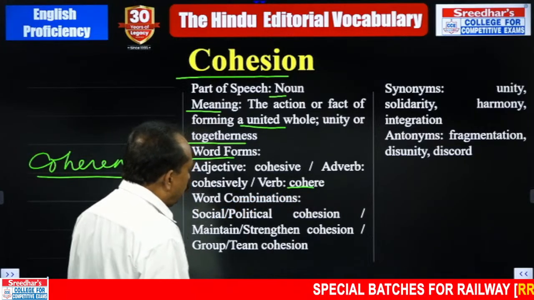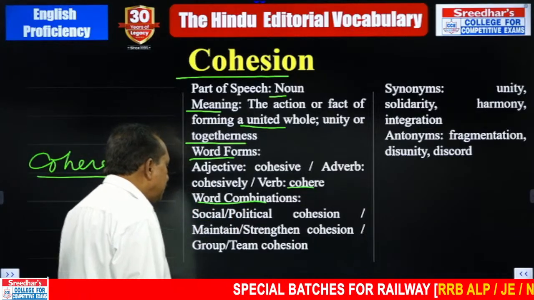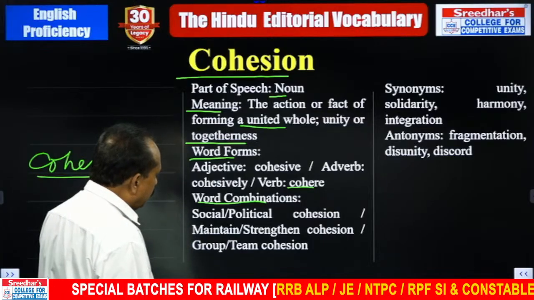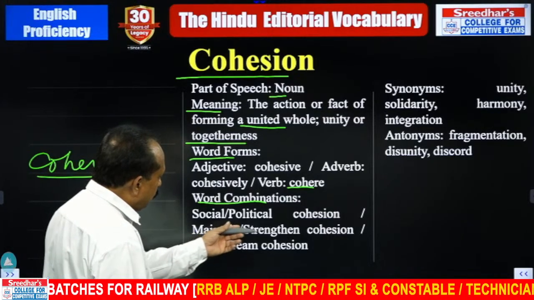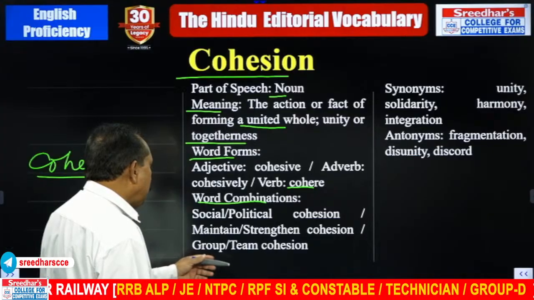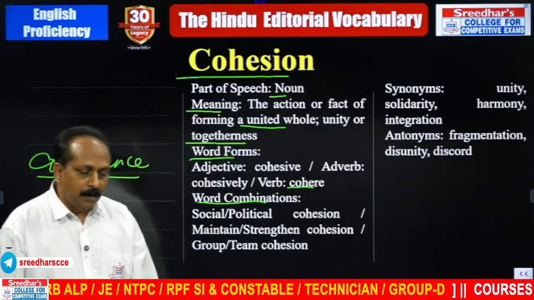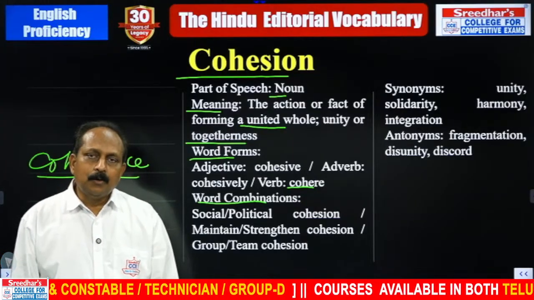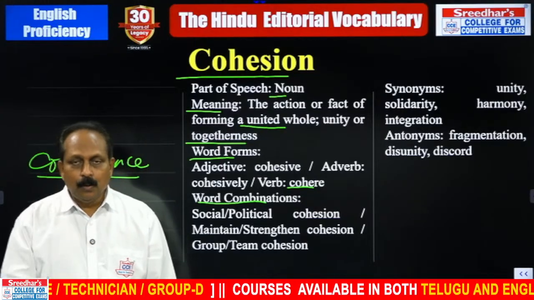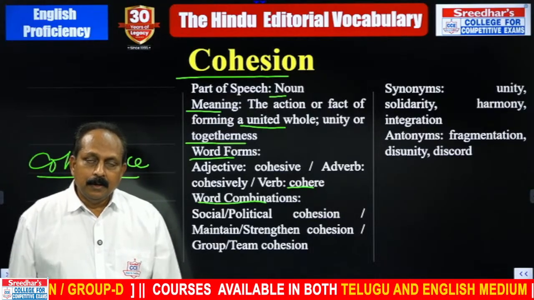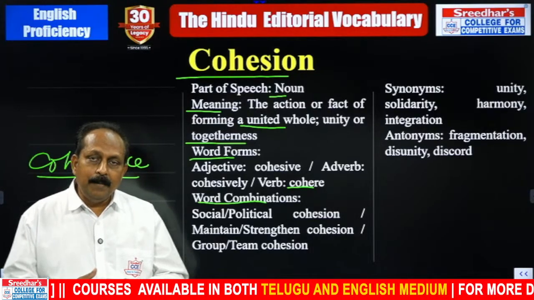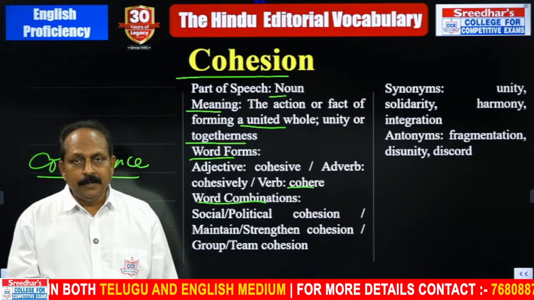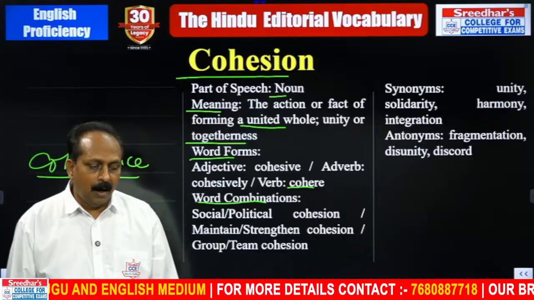Generally, we don't use a verb form. Word combinations: social, political cohesion means unity, solidarity; maintain or strengthen cohesion; group or team cohesion. All these combinations are very important. And if you ask me, sir, what is the use of word combinations? English is known as a combinational language. There are 8 lakh words and millions of combinations. Even native speakers, Americans and Britishers, have to learn these combinations the hard way.